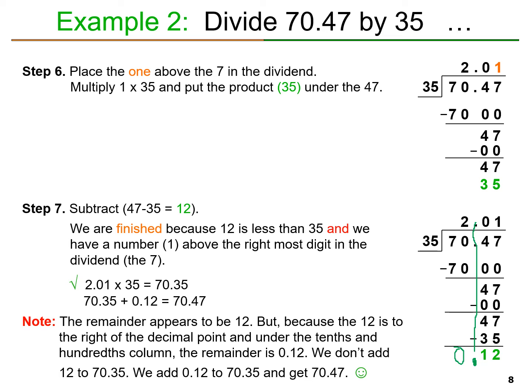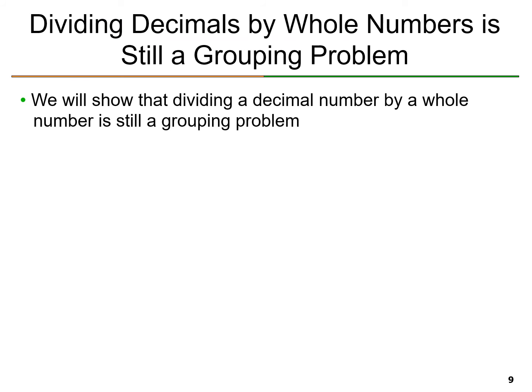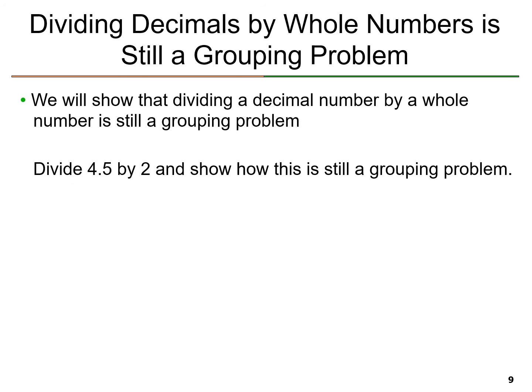Let's go ahead and erase everything. Now, dividing decimals by whole numbers is still a grouping problem. Now we will show that dividing a decimal number by a whole number is still a grouping problem. We're going to divide 4.5 by 2 and show that this is still a grouping problem.